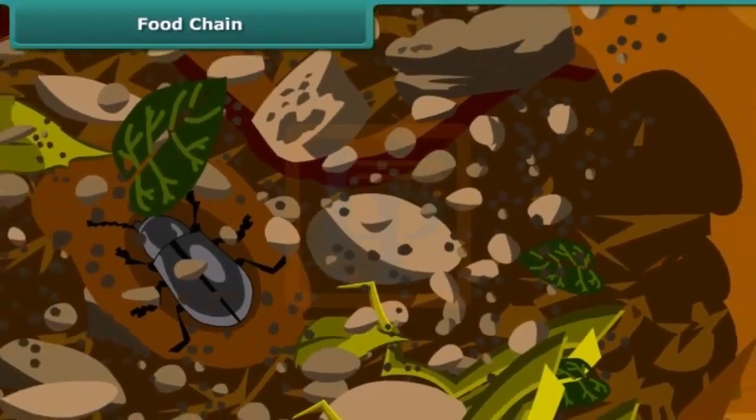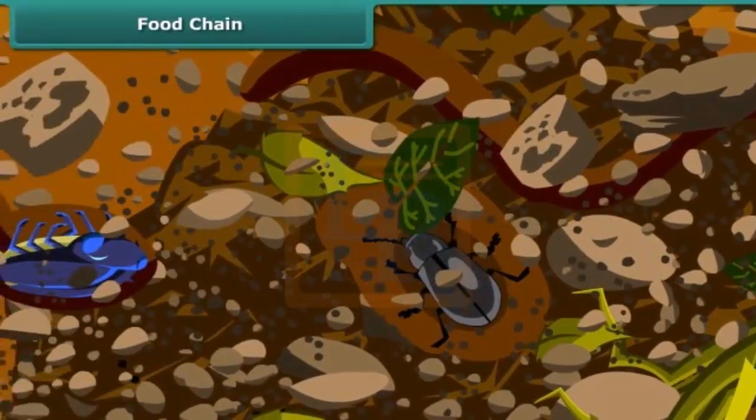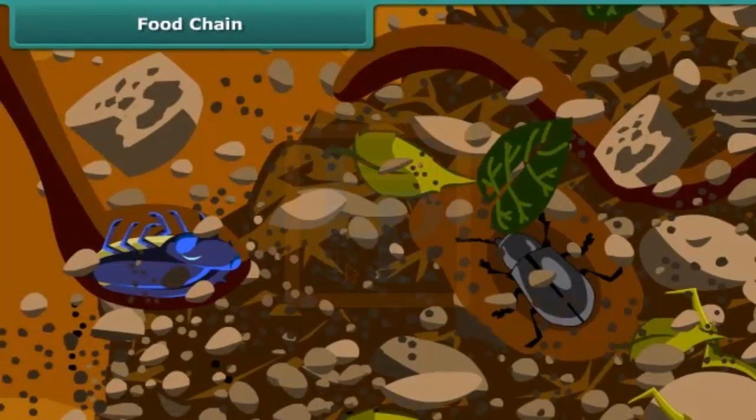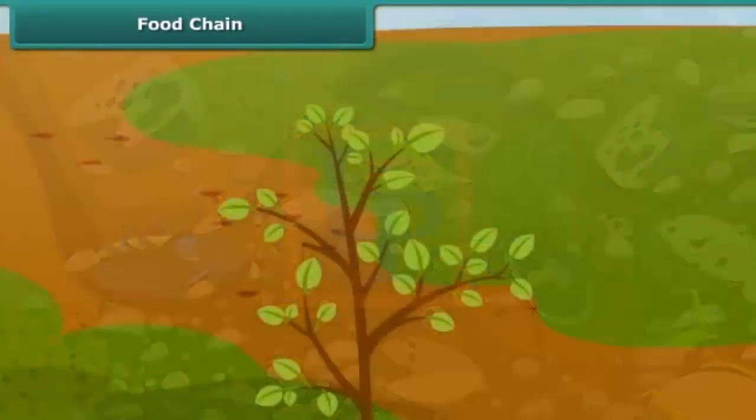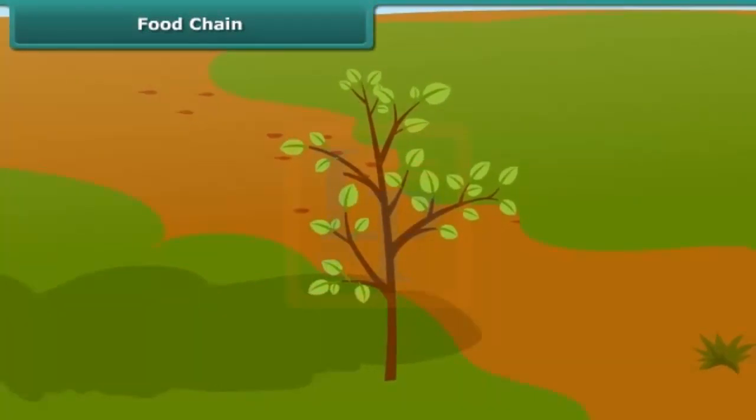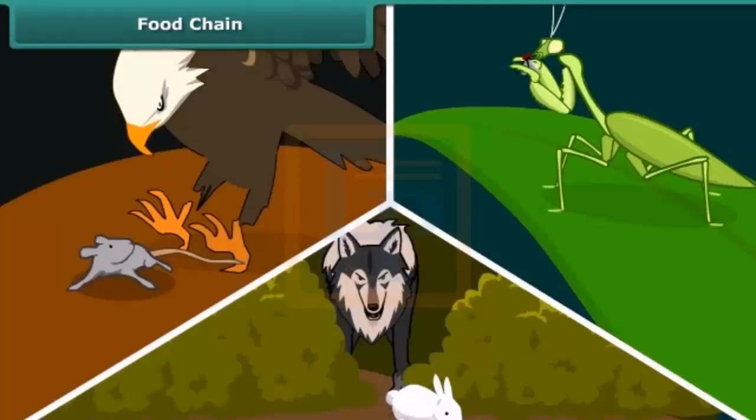Decomposers such as fungi and bacteria feed on the remnants of dead organisms and break them down into humus, which provides nutrients to plants. Thus, the food chain comes one full cycle. Forests support many such food chains, which are interlinked to one another to form a food web.